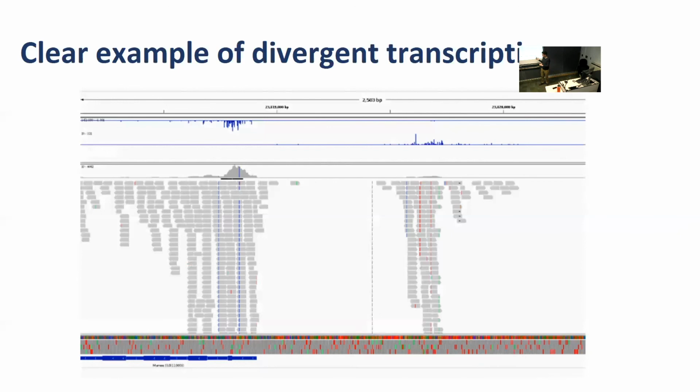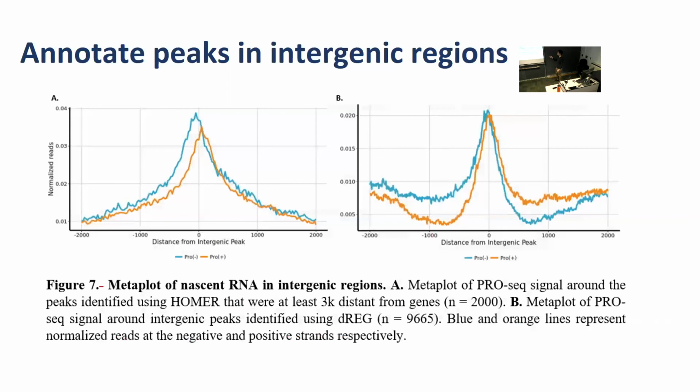So I asked myself, what if cassava can have bidirectional transcription, at least in some genes? Maybe they still have enhancer RNAs. So I annotated peaks in intergenic regions first using chromatin immunoprecipitation peak caller in Homer. And I found this pattern of bidirectional transcription across these elements that were outside genes.